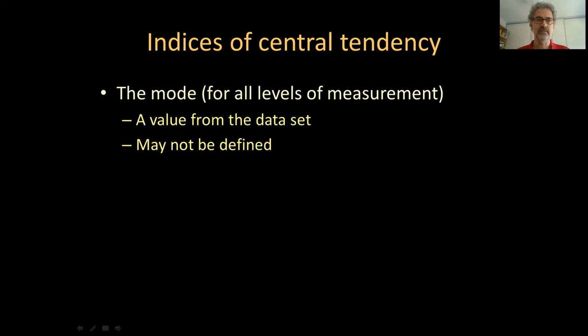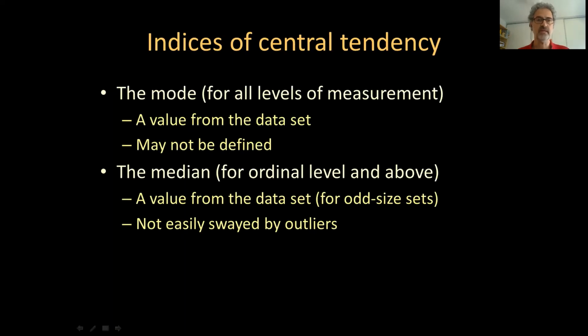And you can always count how many labels you have in a categorical variable. One difficulty with the mode is that it may not be defined if there is not one value that is more frequent than all the others. But otherwise, the mode can be very useful. The second index of central tendency is the median. The median can be used for ordinal level data and above. As long as you can rank your data, you can produce a median.